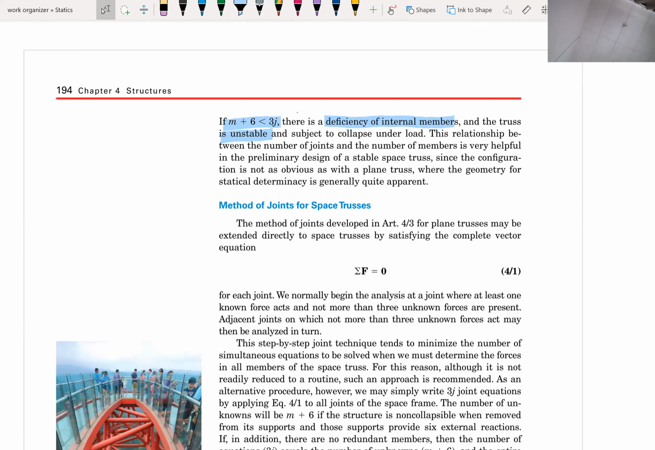So we can use method of joints to satisfy the complete vector equation sigma of F equal to 0. We normally begin the analysis at a joint where at least one known force is there, and not more than 3 unknown forces are present.